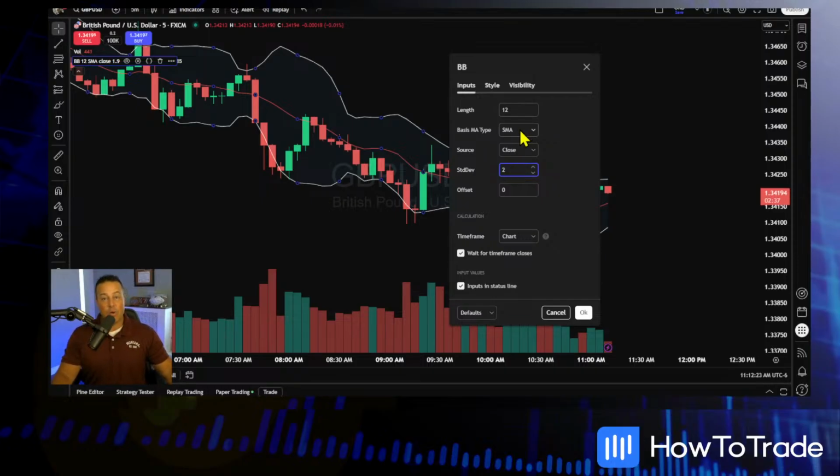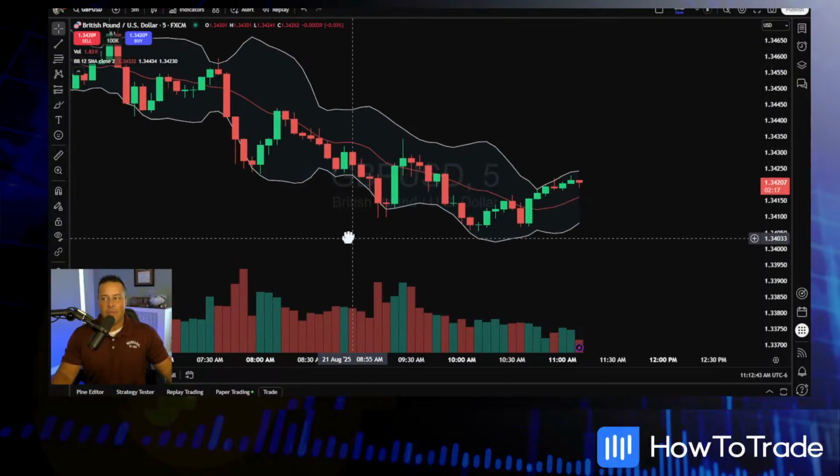Basis MA type, we're going to go with a simple moving average. All right, you can go with whatever kind you like here. Mario Singh doesn't really define what you need to do with the moving average type. We're going to go with SMA. We're going to keep this as simple as possible. Simple moving average, simple as possible. Simple moving average close, standard dev is 2, and then I'm going to go ahead and leave these white.